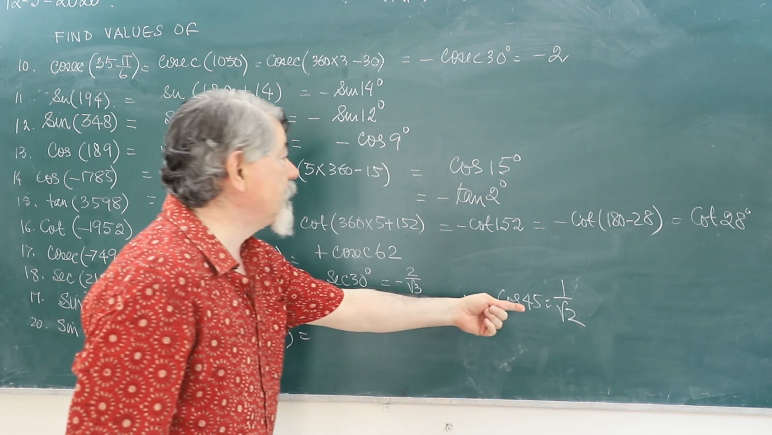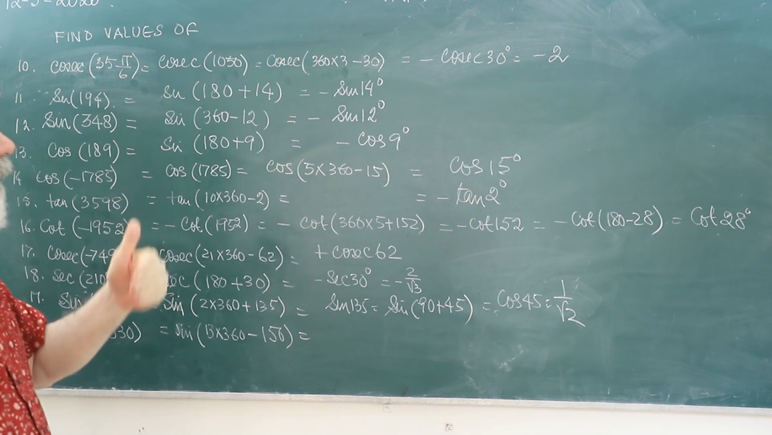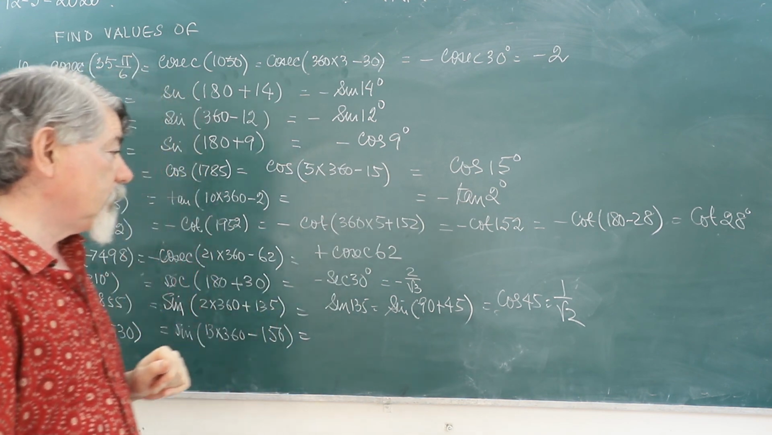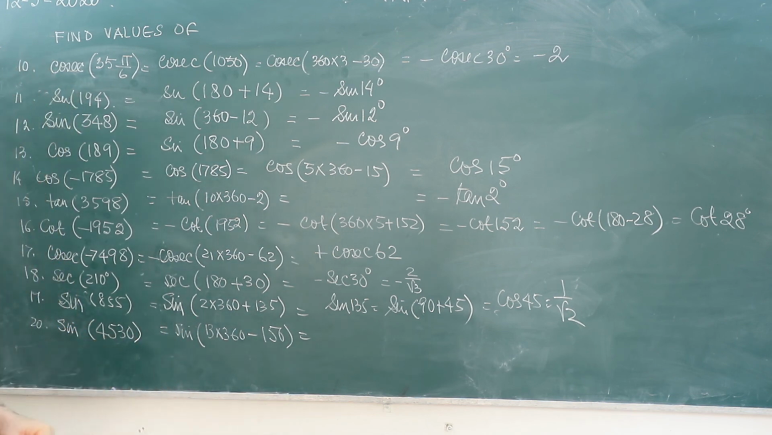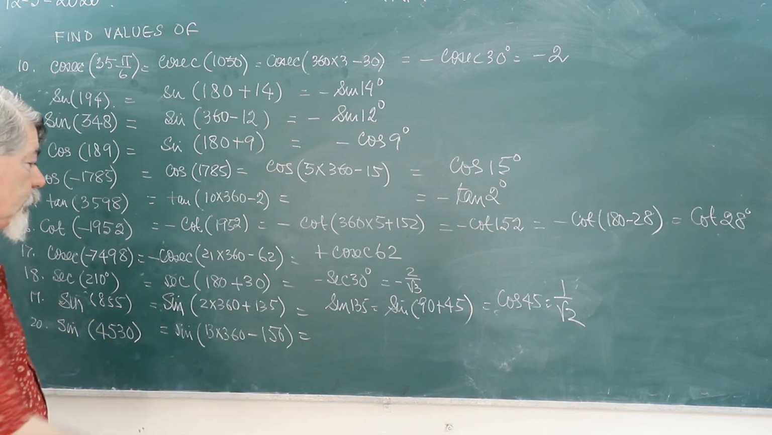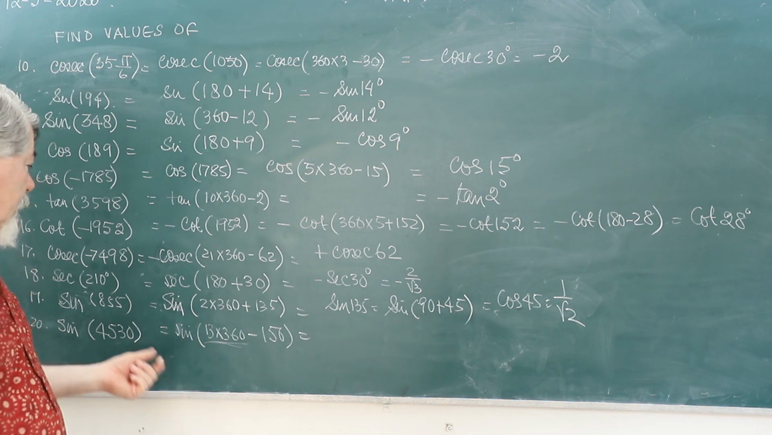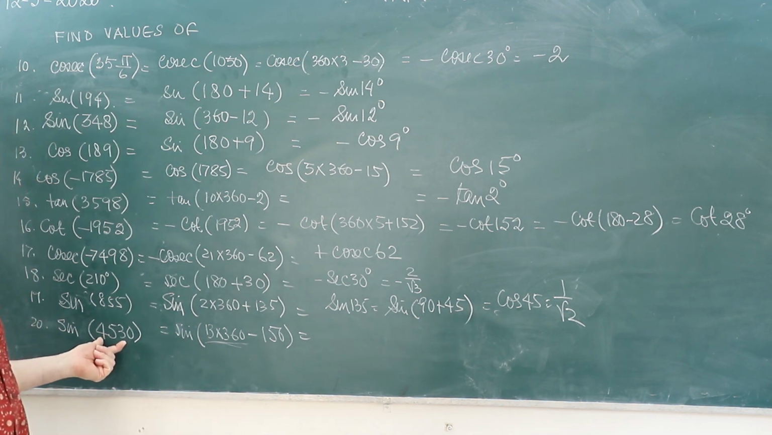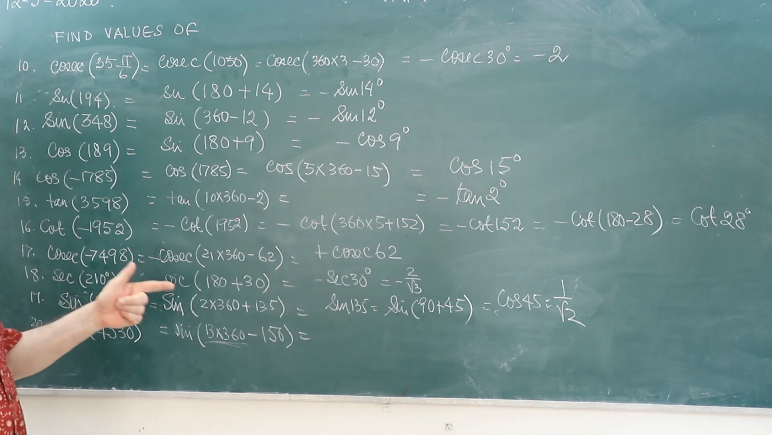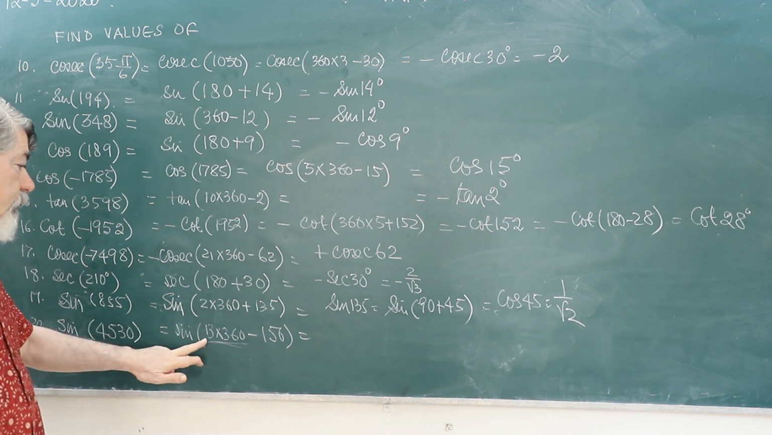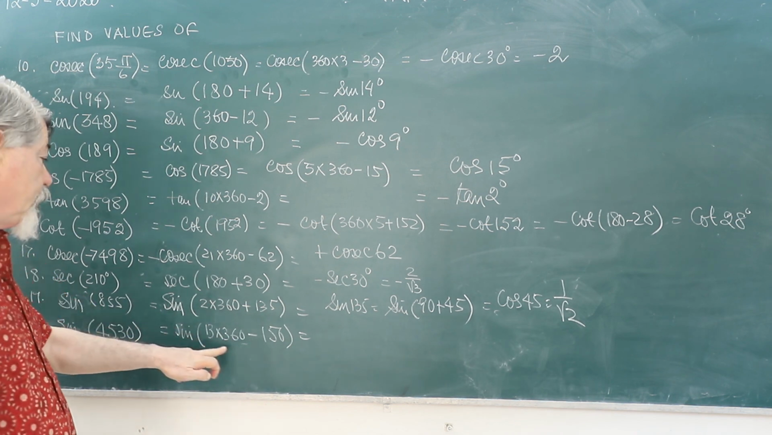The values of these angles are known, 45 and such, but others are not known, so you will find them from the natural log tables. Sine 4530 is sine 13 into 360. You must be saying, how am I doing this? You have to do it with your calculator. How many times maximum will you try 360? 360 into 10 is 3600, it is much more than that. You will go 11, 12, 13. So 13 into 360 minus 150, even then it is not an acute angle, but you should not bother.